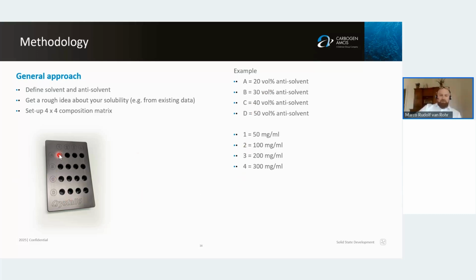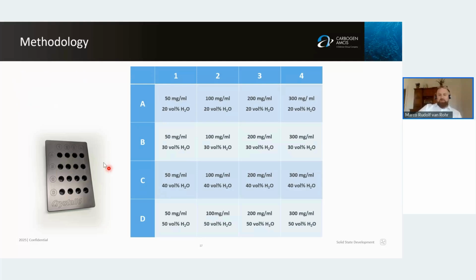And down here with the numbers, always the same concentration. So 50, 100, that's always 50 milligrams per milliliter, 100, 200, 300. For example, something like this. And you will end up with a matrix which could look like this. So you'll have the same composition of anti-solvent here and the same concentration down here.